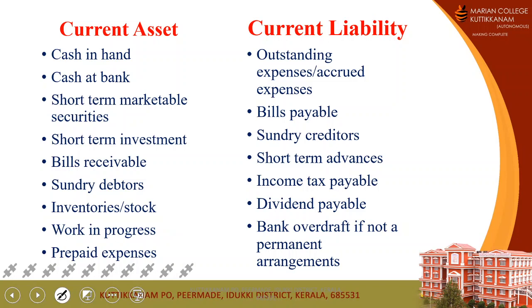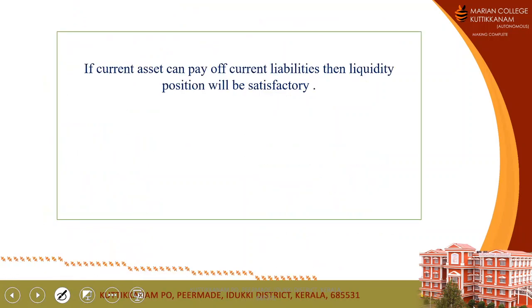You can see this in the slide. The sufficiency or insufficiency of current asset is assessed by comparing it with the current liability. If the current asset can pay off the current liabilities, then we can say that the liquidity position of that company is satisfactory. Or in other words, if current liability cannot be easily met out of the current asset, then the liquidity position will be bad, or not satisfactory.